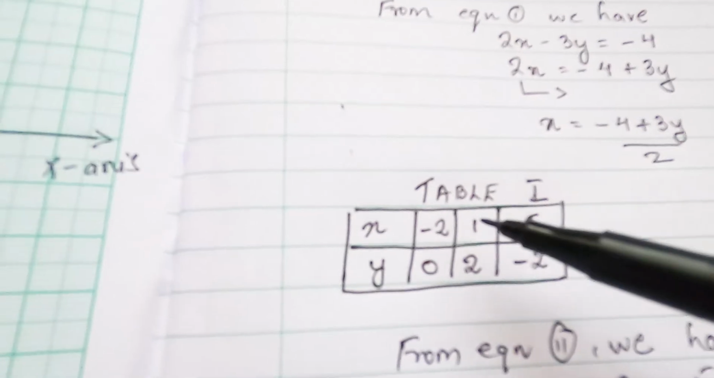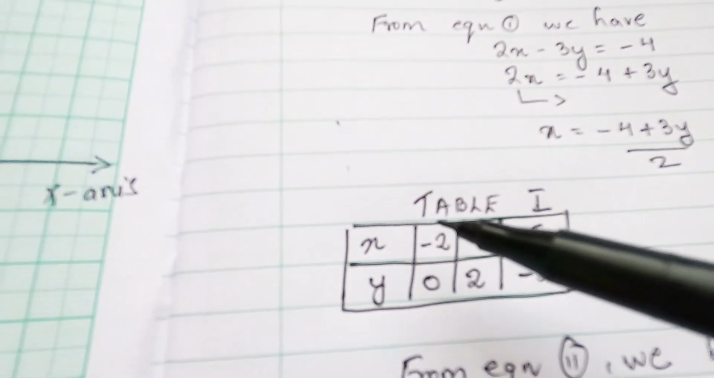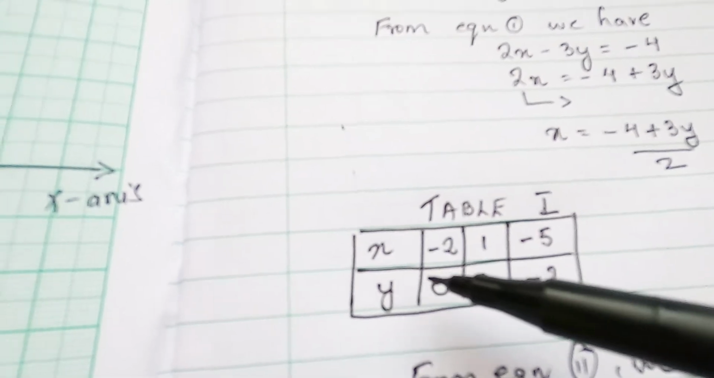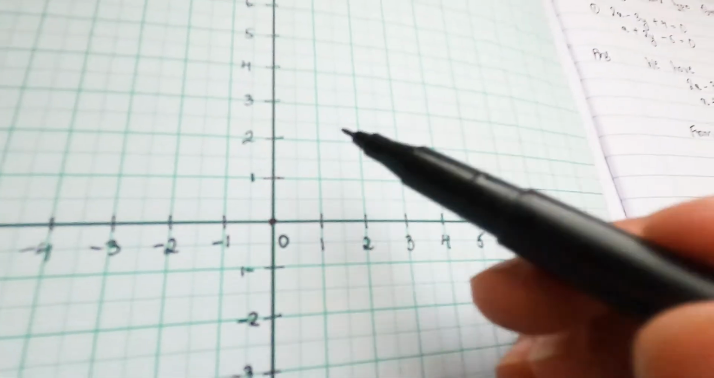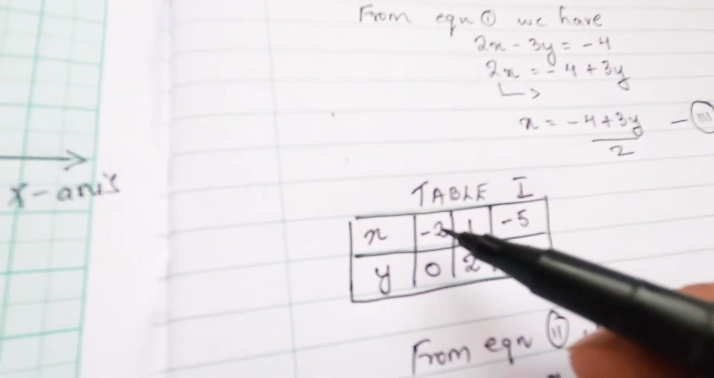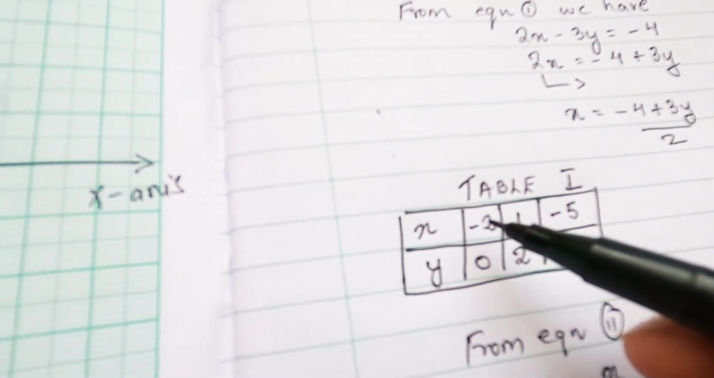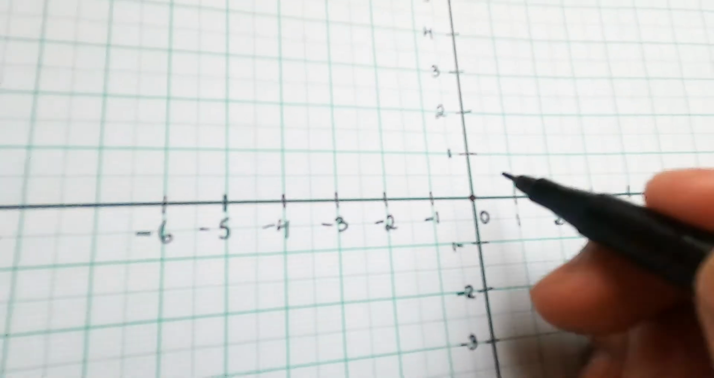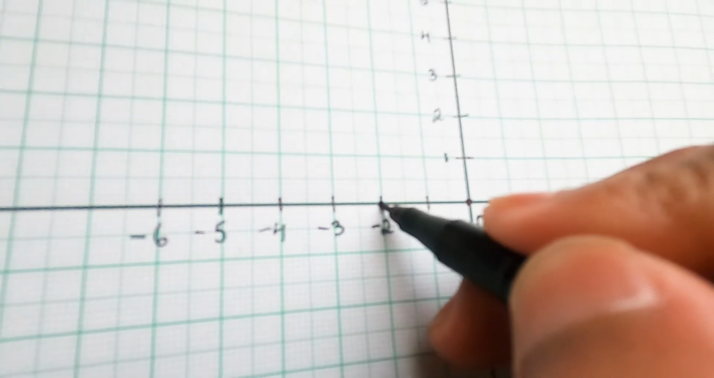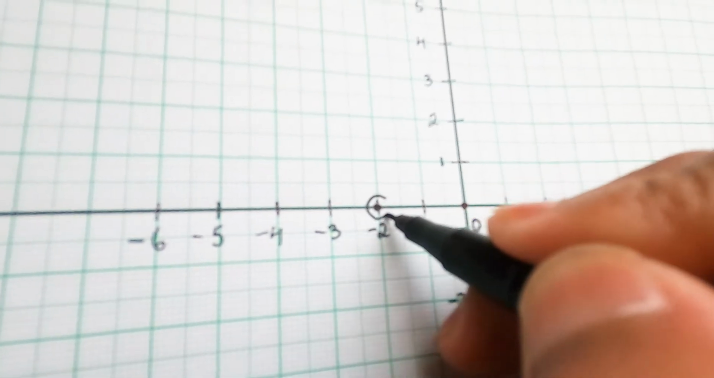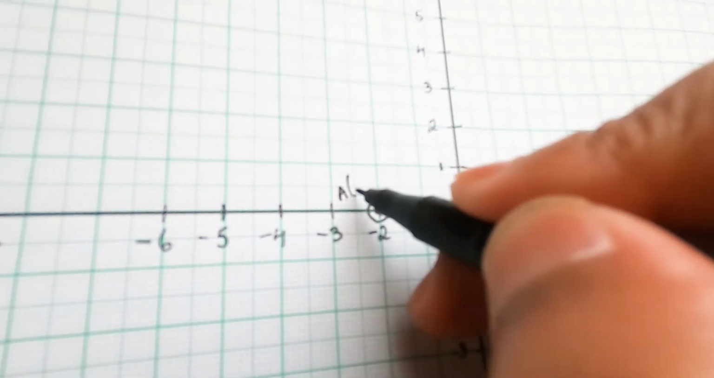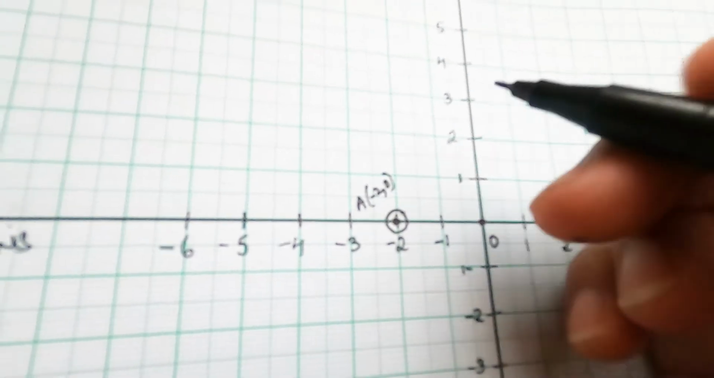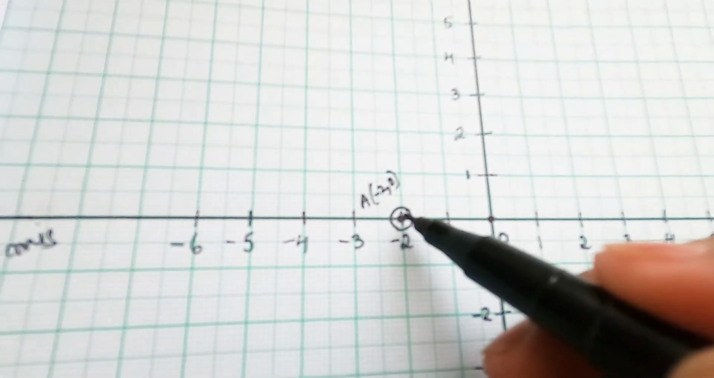All right, so table 1. So for table 1, in this case y is 0. All right, so in this case y is 0 and x is -2. So in this case, if x is -2 and y is 0, where do they meet? They meet at this point. All right, so you name this as point A, and the coordinates will be -2 and 0. So this will be point A.